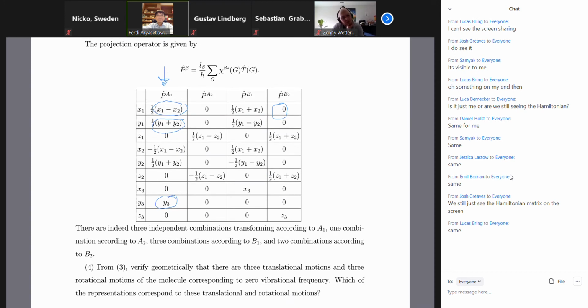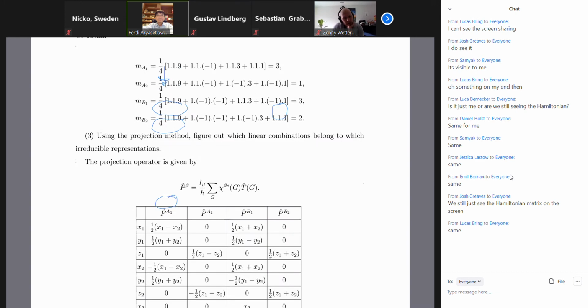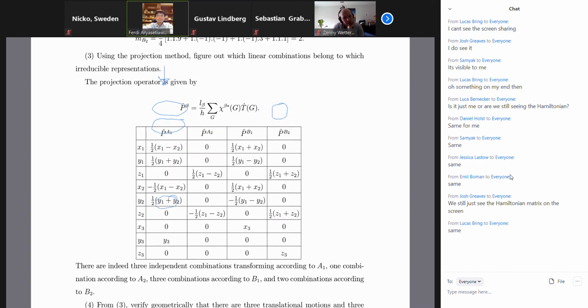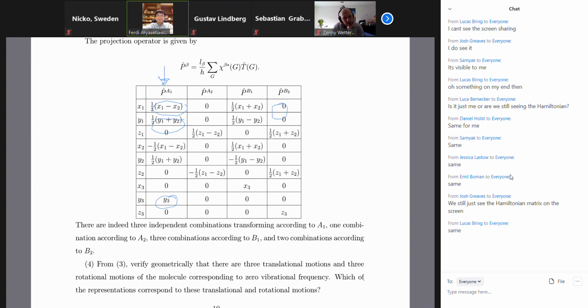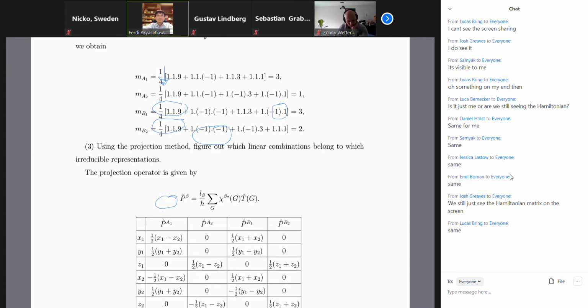Okay, and if we look at A2, there should be just 1, and yes, there's only 1 for A2. We only have z1 minus z2. That's the only combination appearing in the irreducible representation A2. That's again consistent with the fact that we only have one representation. So we just have 1 representation here.